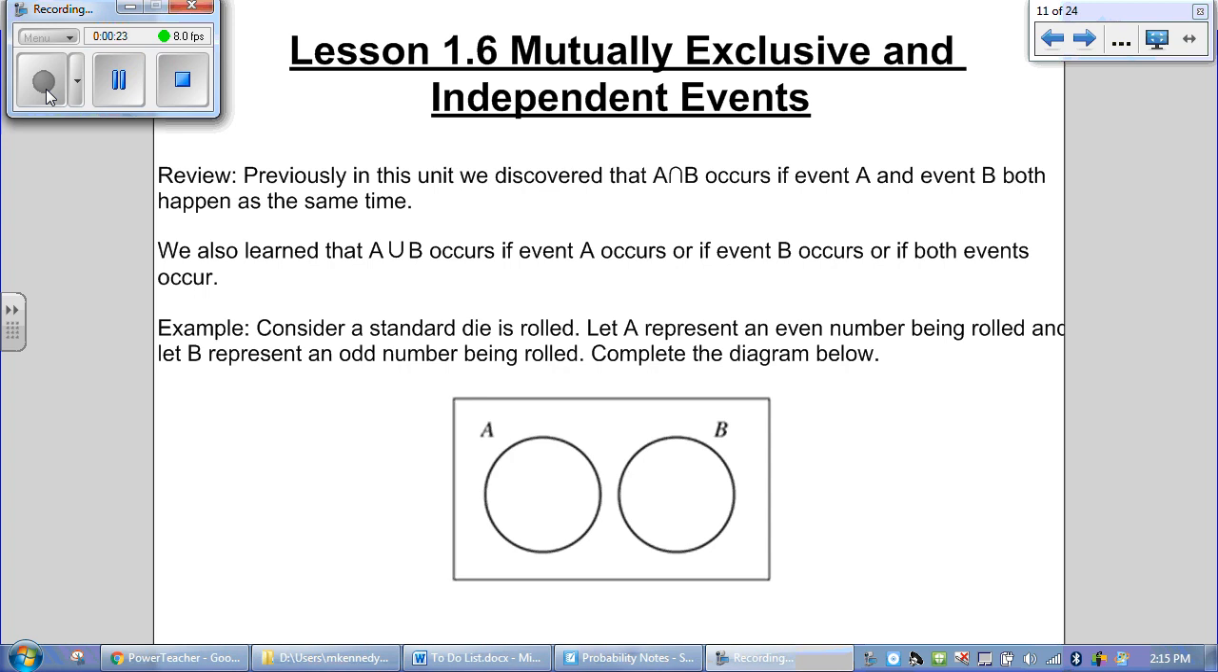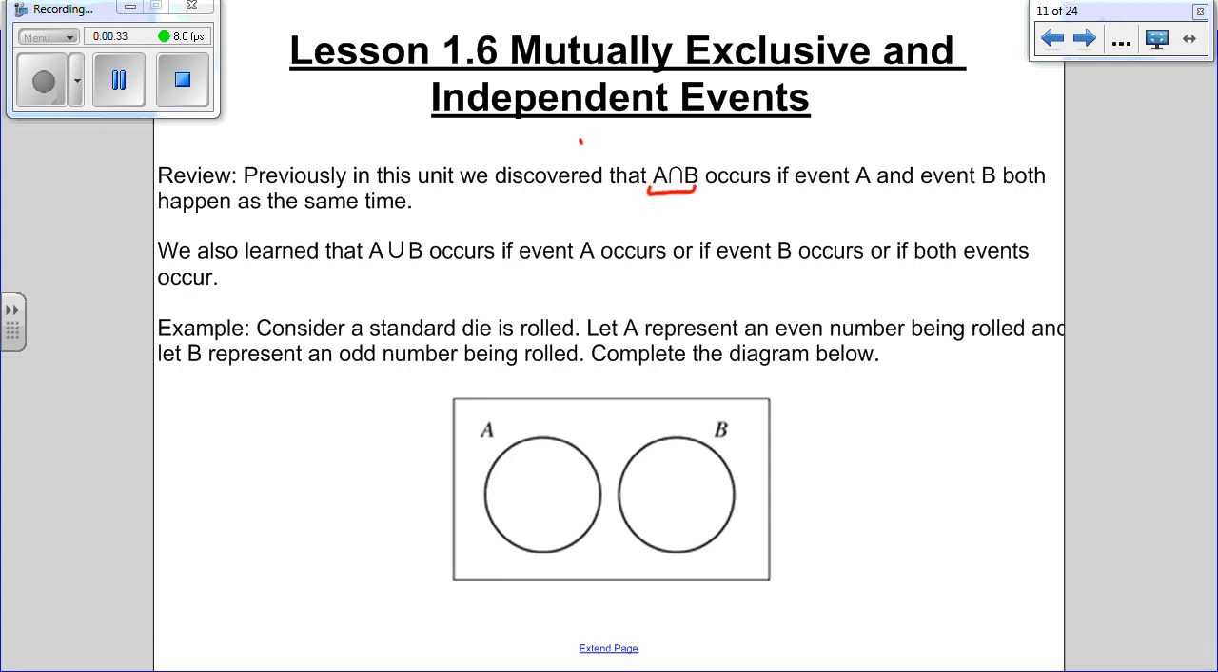So, mutually exclusive events. If we remember back in our old questions when we did set diagrams, like Venn diagrams and stuff, we had a symbol that looked like this. And what did that thing mean? It means A and B. So it's all things that are in A and in B together, right? It's the intersection of the two. So we also learned that this is the opposite. And this would be A or B.